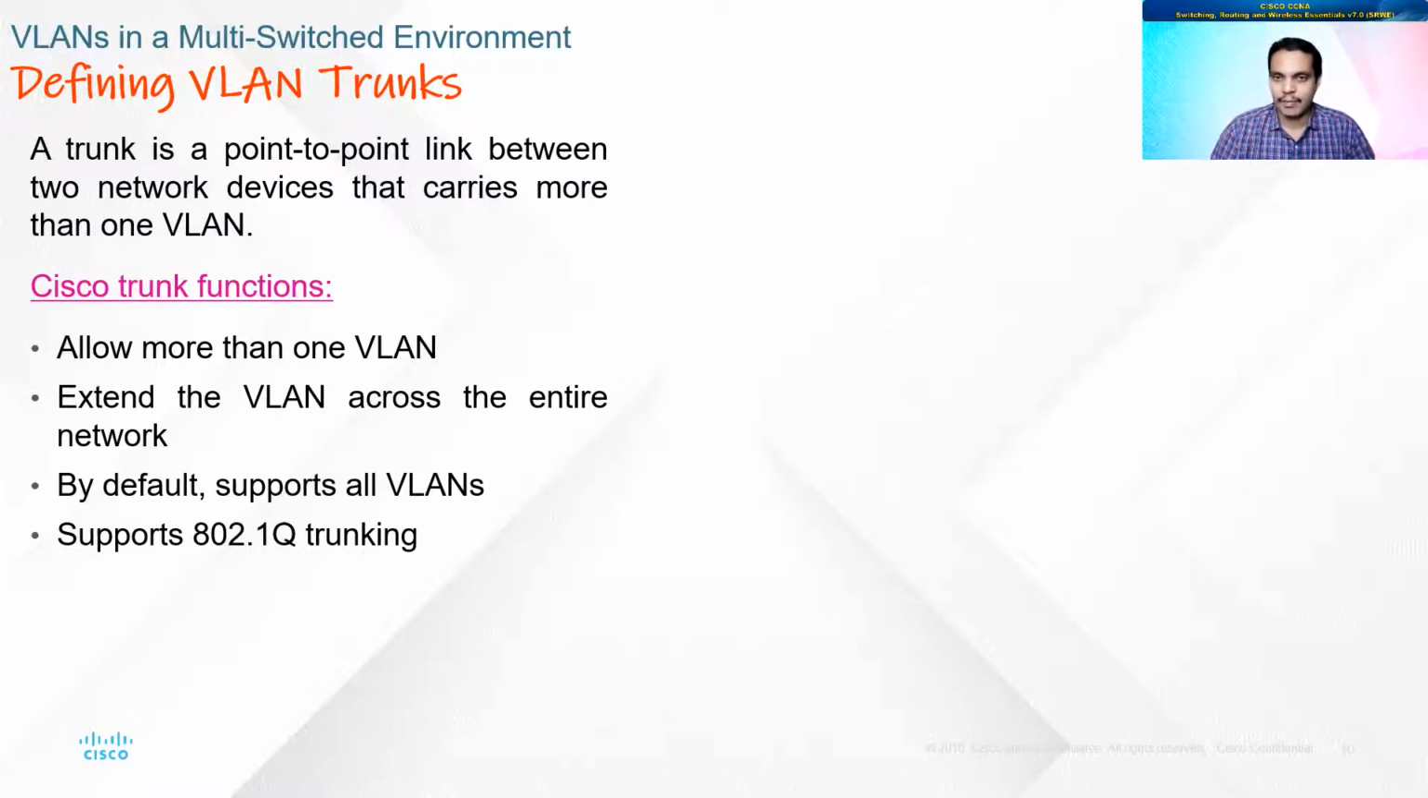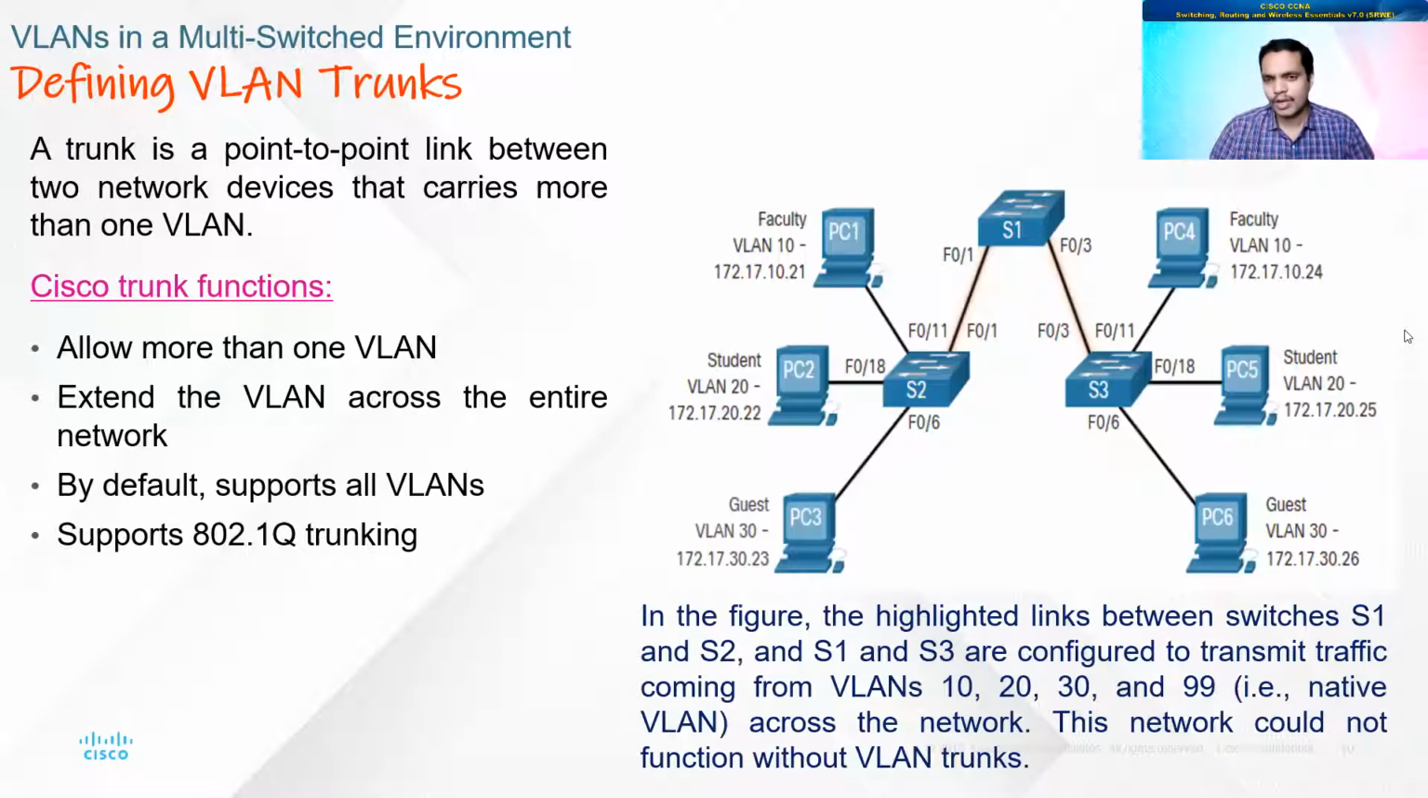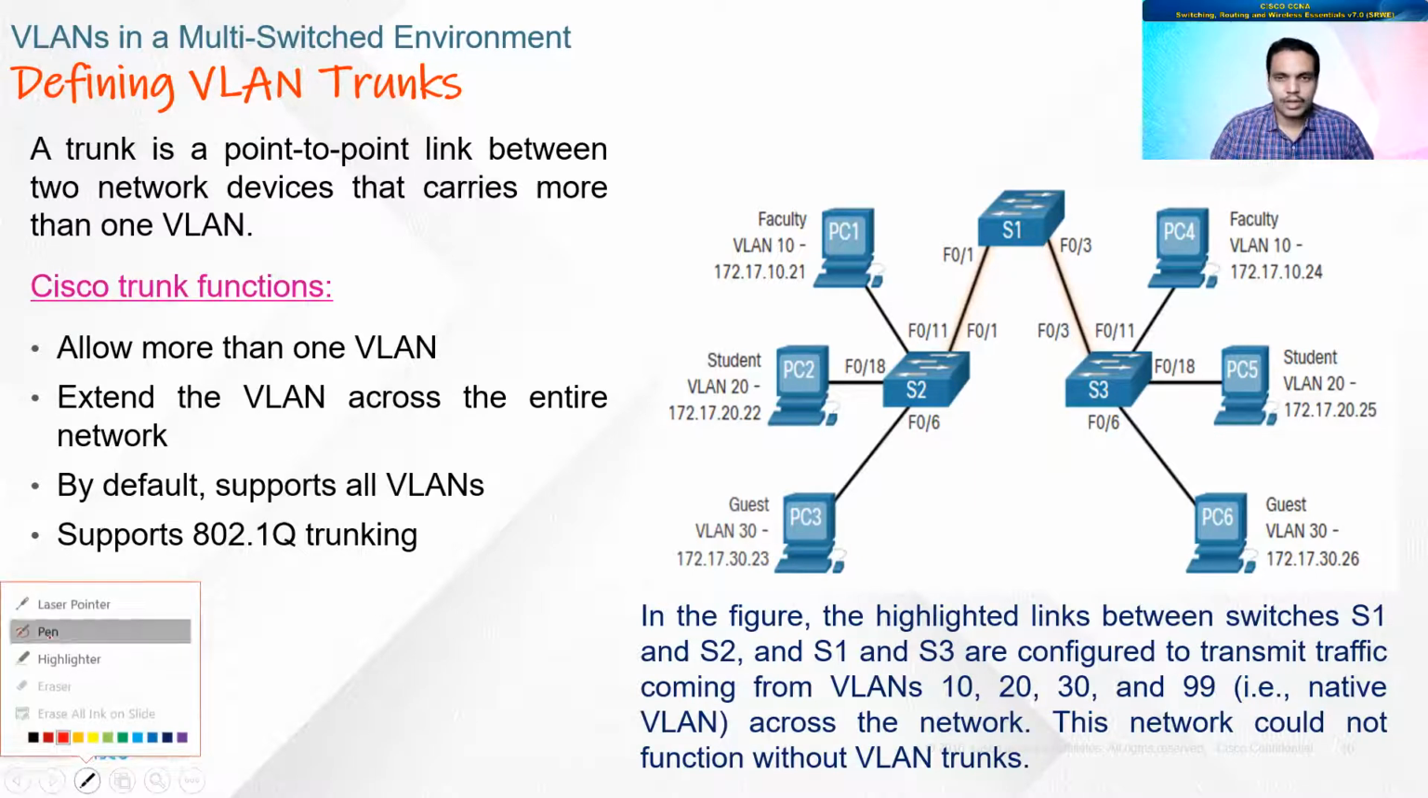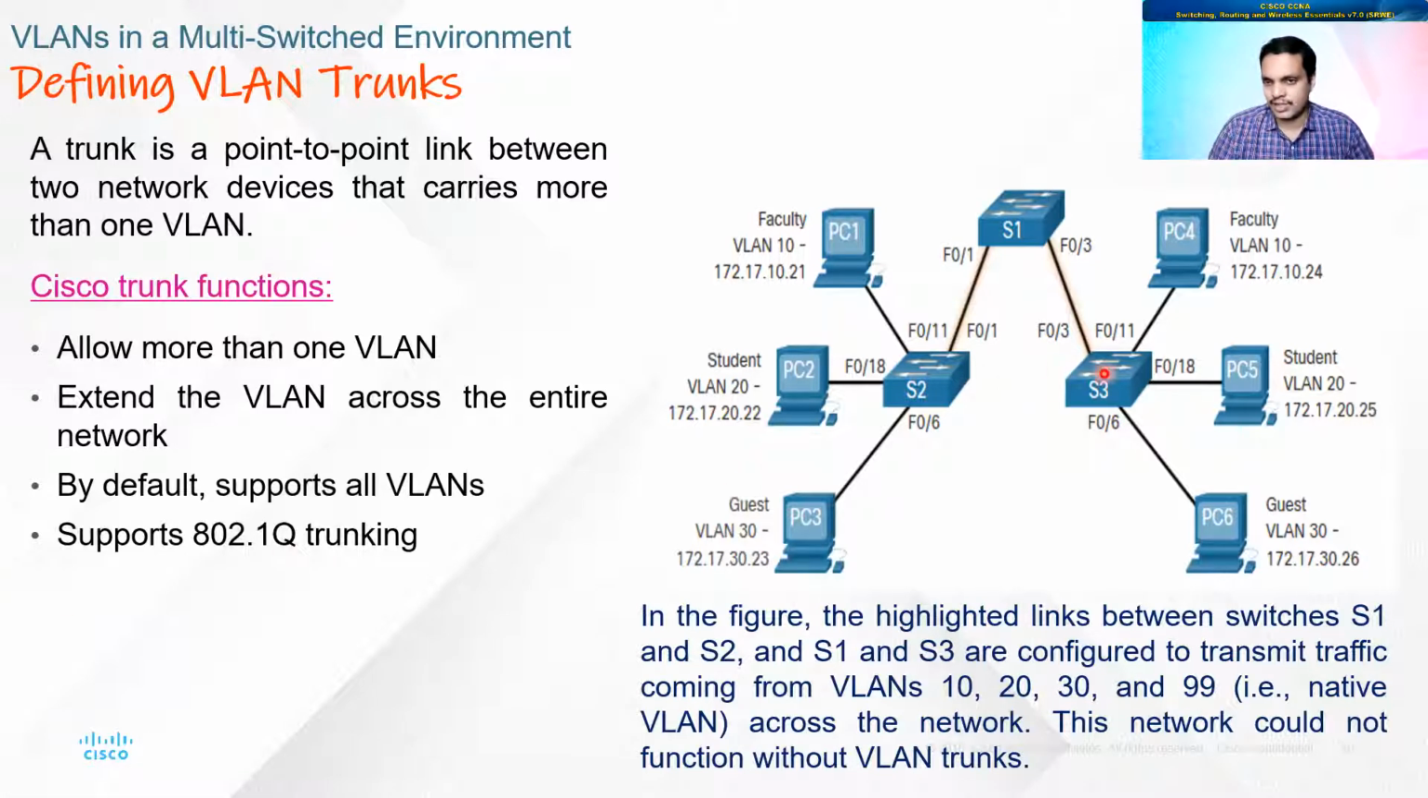To understand it in a better way, check out this diagram. Now you have one switch S2 here, another switch S3 here. S2 supports 3 VLANs: VLAN 10, VLAN 20, VLAN 30. Similarly, S3 also supports VLAN 10, VLAN 20, and VLAN 30. For PC1 to communicate with PC4, this traffic has to pass through S2 to S1 and then to S3 again.